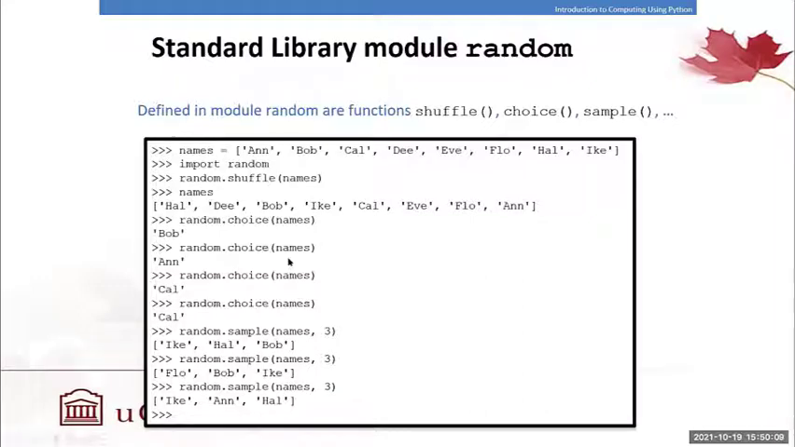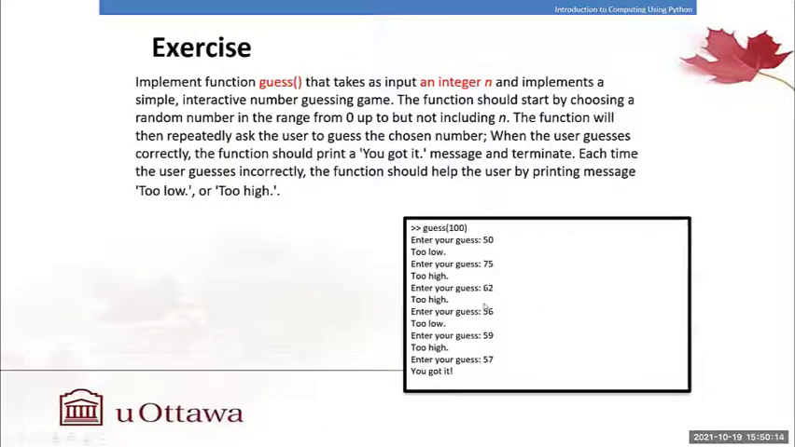Okay, so now let's take a look at a real life example. We would like to implement a function, guess, that takes an input integer n and implements a simple interactive number guessing game. The function should start by choosing a random number in a range from 0 up to not including n. So that means you have to use the rand range, instead of the rand integer. Or you can use the rand integer to n minus 1.